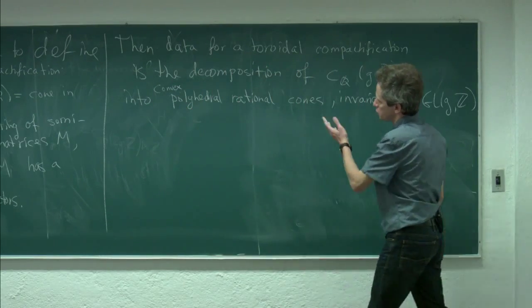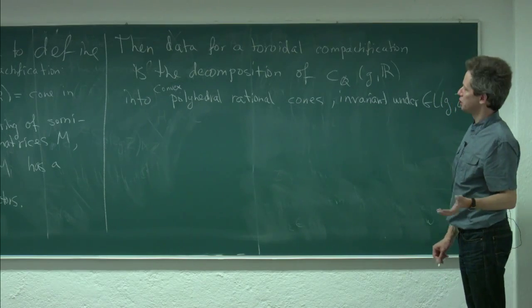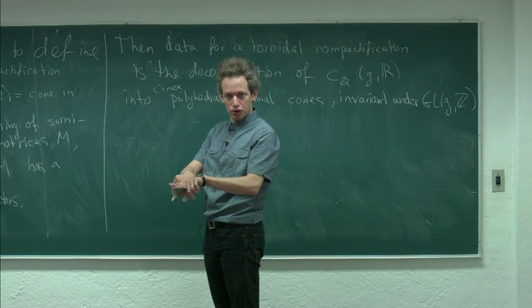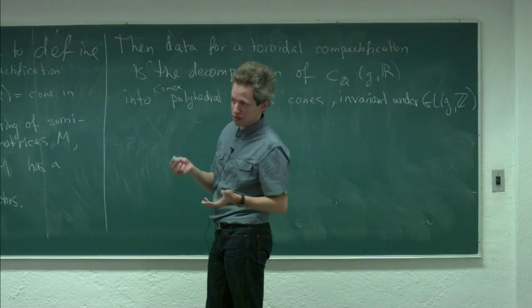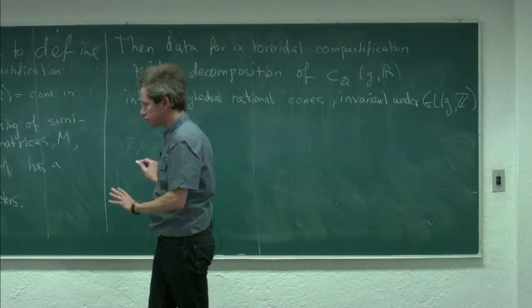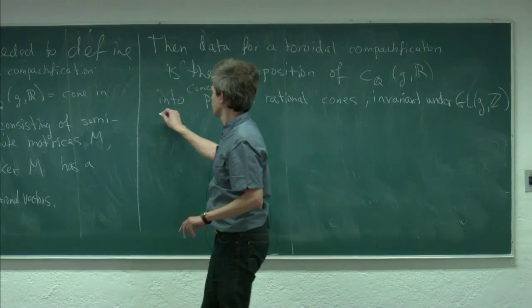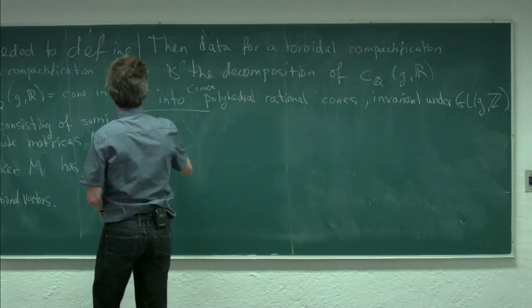And when I say decomposition, I'm glossing over many things. It means every point of this cone should lie in some cone of the decomposition. The cones should intersect only on their faces. I should really count the faces as parts of the decomposition. So this all goes for me under the name decomposition. Okay? This is tough. Let me do examples.